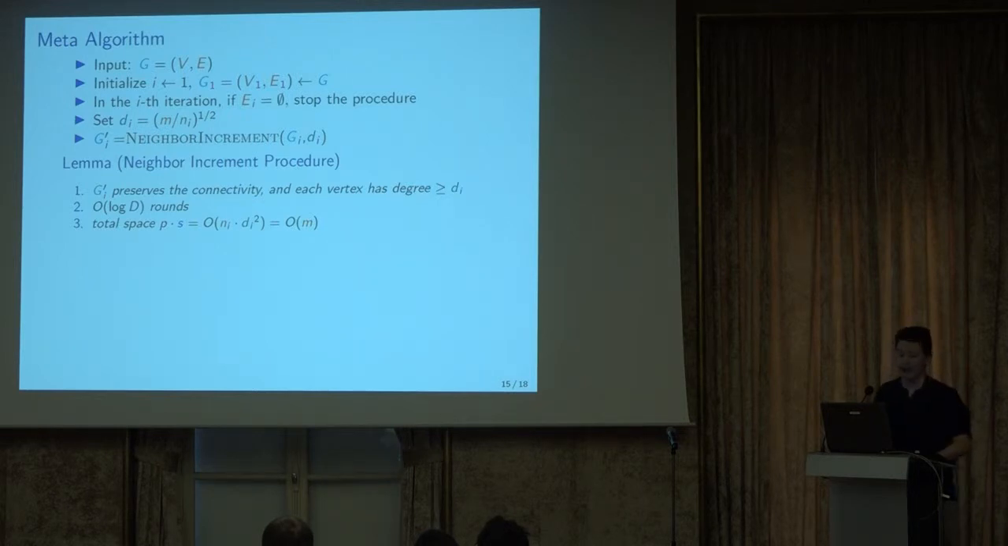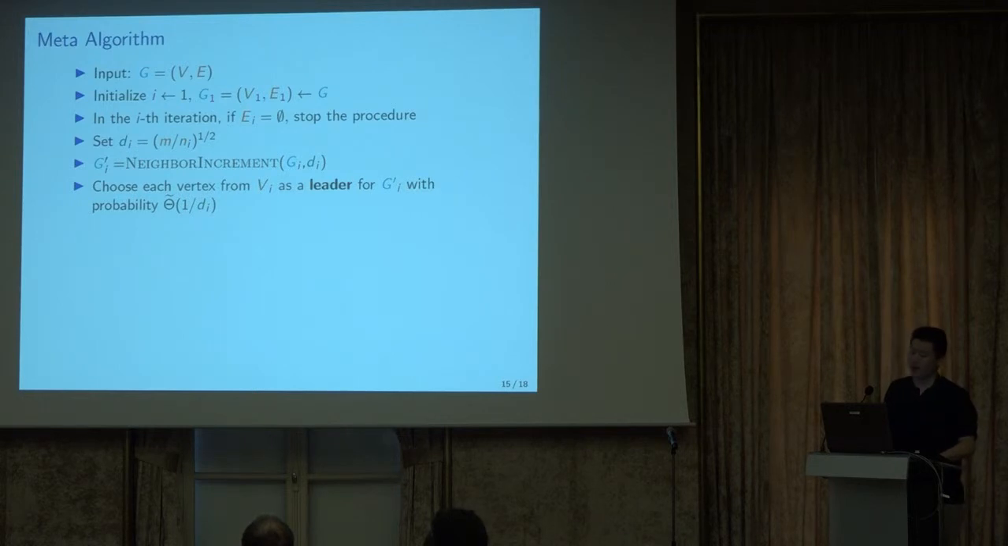And this procedure will end in log diameter number of runs. Notice that this diameter is the diameter of the current graph Gi. However, because the current graph Gi is obtained by contracting the vertices of the original graph G, this diameter is at most the diameter of the original graph. And the total space needed is just ni times di squared, because we set di to be this value, so the total space needed is just the total space in the system. So we can run this procedure in our system. We have enough space.